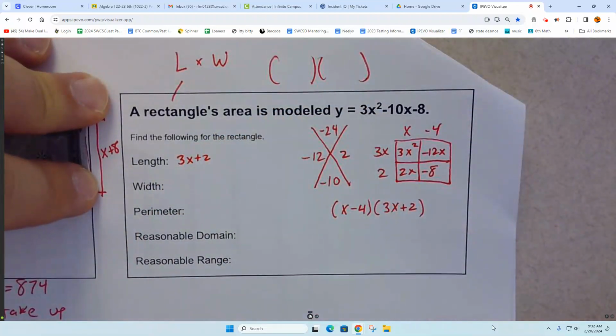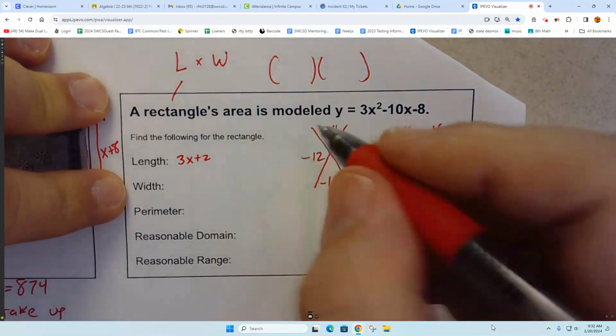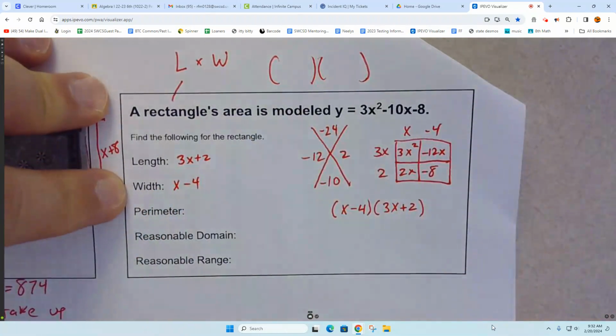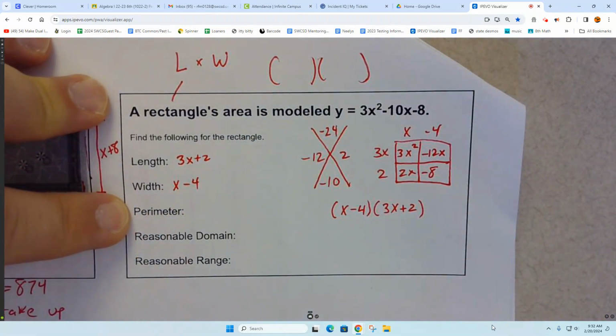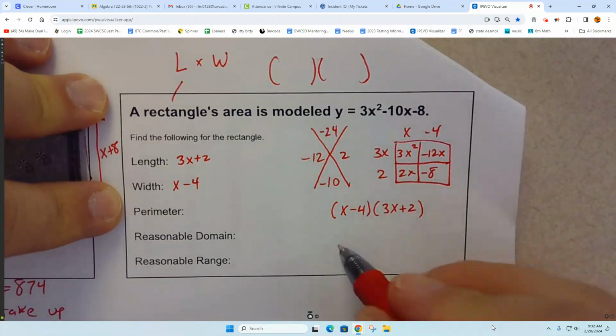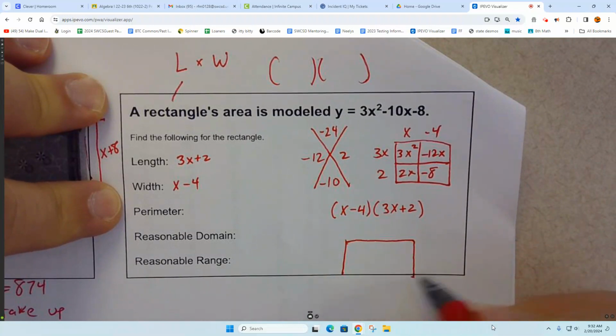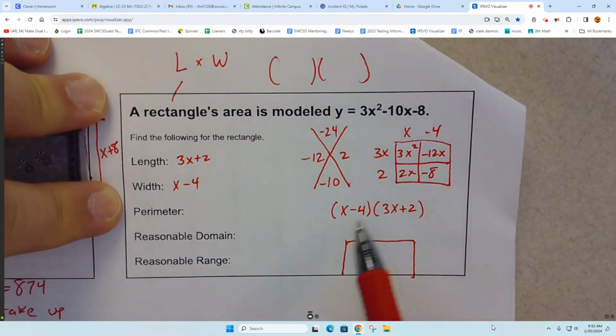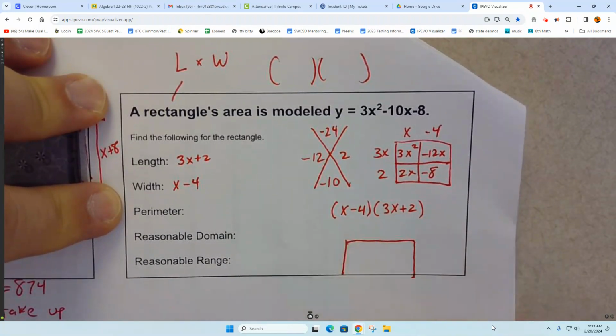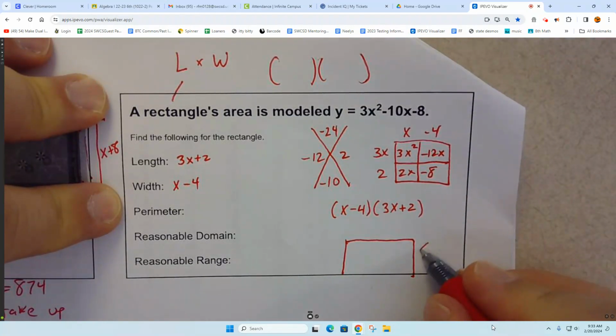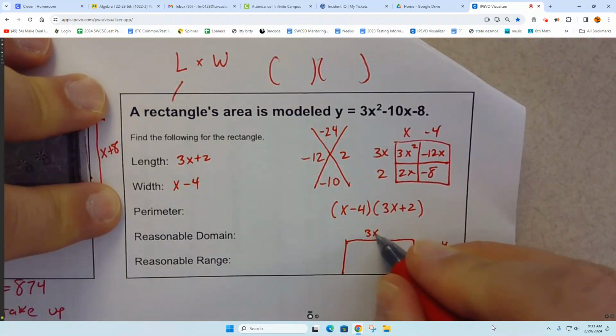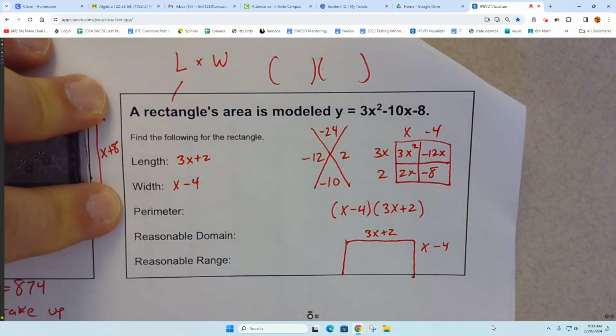And on our test, this question wasn't what's the length and the width. The question was what's the perimeter. And some of you knocked it out, and some of you were like, "Wow, I'm really lost." But now we're doing it again. So perimeter. Some of you told me the perimeter was 4x minus 2. Why was that wrong? They just added these two. They said, oh, this is x minus 4, this is 3x plus 2, and they just added them, and you get 4x minus 2.